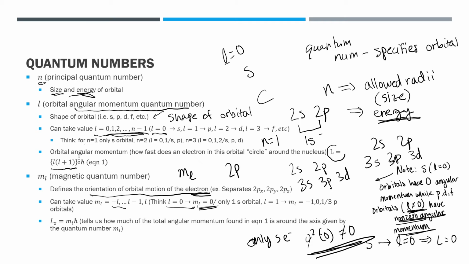What does the magnetic quantum number actually tell us? What can we calculate with it? Basically, it tells us how much of the total angular momentum found in our orbital angular momentum equation, when we talked about that with the L quantum number, is around the axis given by the quantum number m sub L. And we can calculate that using this expression. Our angular momentum around that specific axis is equal to our m sub L times h bar.